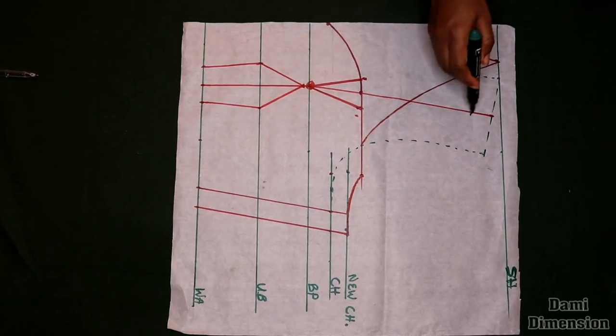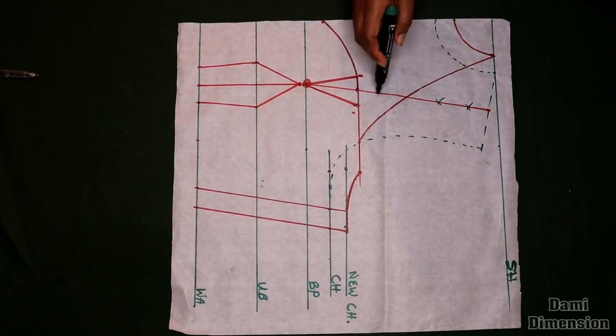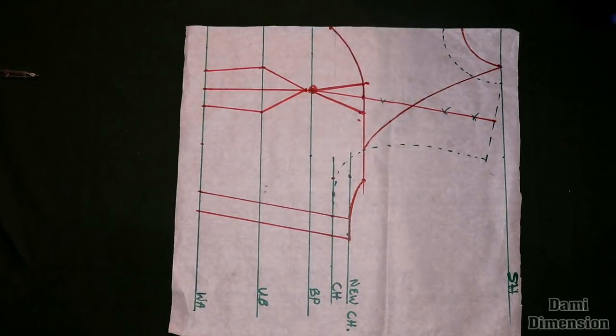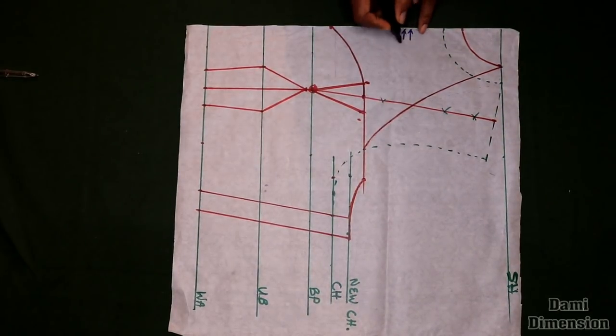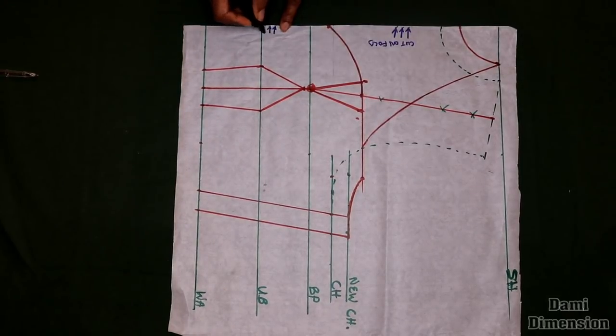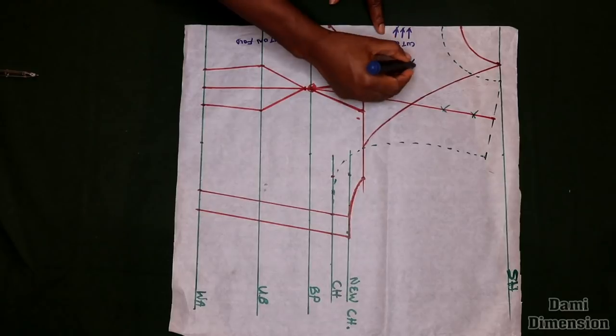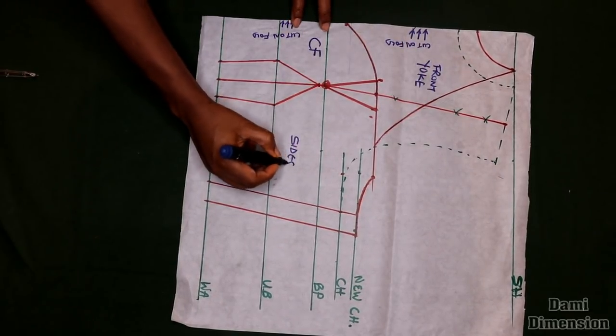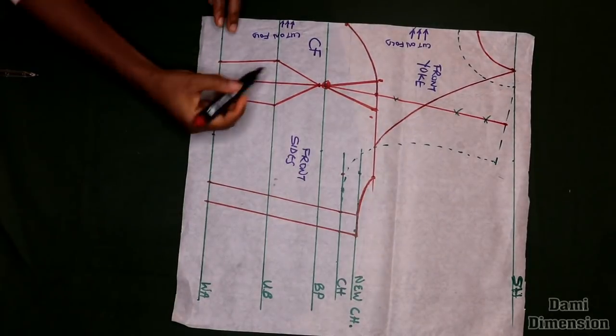All right, so now this line is no longer necessary, and that now is the halter shape basically. So we are almost done. This is the end of the front, so I'm just putting an indication there to remind me that that is meant to be cut on fold, and that's my yoke, this is my center front, and this is my side.